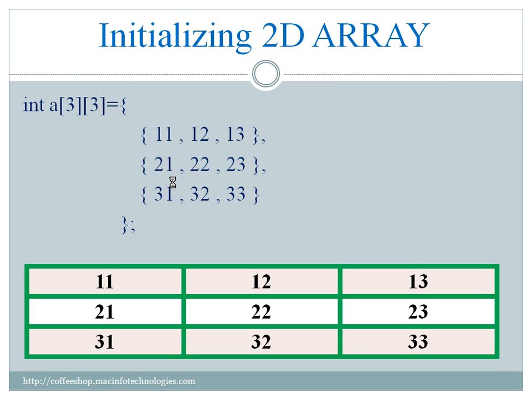To initialize a two-dimensional array in the program, we can do it like this. We can have flower braces and arrange the values like this. This is a 3 cross 3 array, or you can call it a 3 cross 3 matrix. So we do most of the matrix calculation using a two-dimensional array.